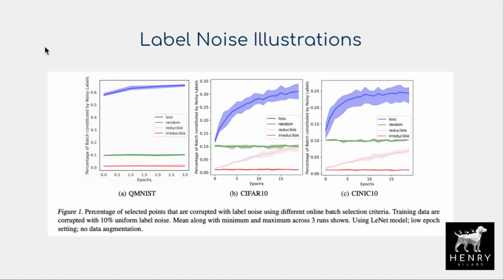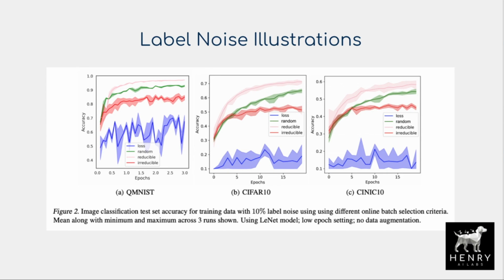So here are the illustrations of how label noise impacts these different batch selection techniques. On the y-axis is the percentage of the batch that is constructed with noisy labels. They artificially introduce label noise, and then the model selects these noisy examples. But I really wasn't able to understand these plots too well, or the definition of reducible and irreducible losses. It's something about information theory, but I wasn't really able to figure out what's going on.